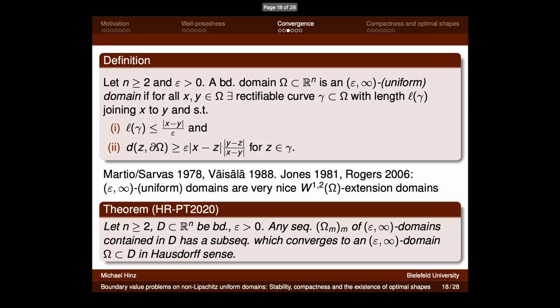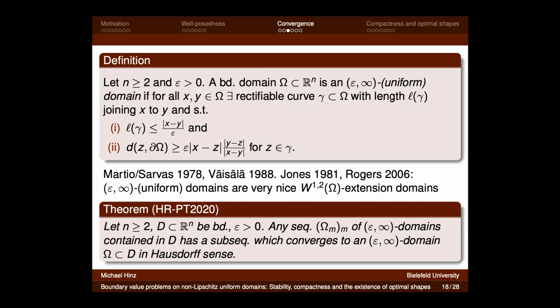Let me first clarify this notion of epsilon infinity domain, which is relatively classical by now. It's from the 70s, Martio, Sarvas, Väisälä, so like the Finnish school did quite a lot. Extension operators with uniform constants, uniform operator bounds, were established by Jones and Rogers.